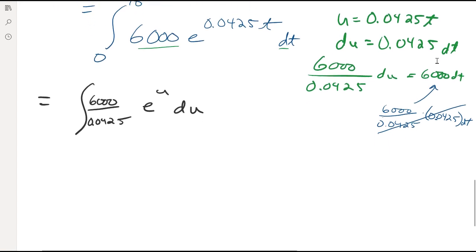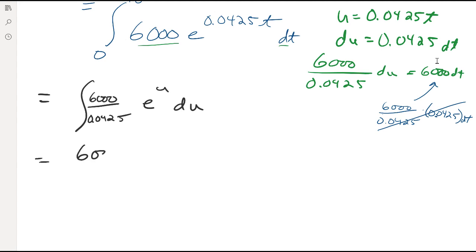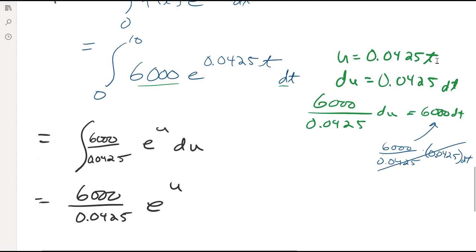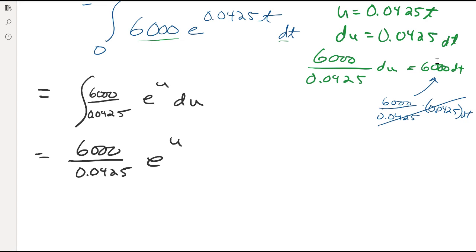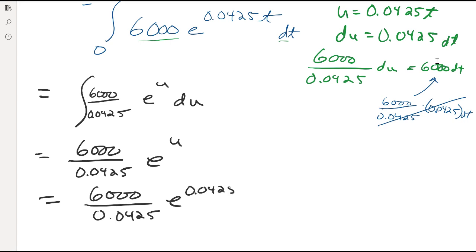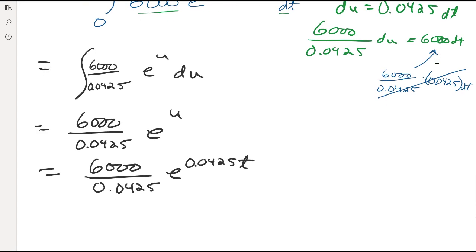All right. As we integrate, we know that we're going to get 6,000 over 0.0425 times e to the u, because the integral of e to the u is the same thing, e to the u. Now I need to rewrite u in terms of t. If you remember, u is 0.0425t. So my antiderivative is 6,000 over 0.0425 e to the 0.0425t. And remember, it's a definite integral. We have to evaluate this from t equals 0 to t equals 10.